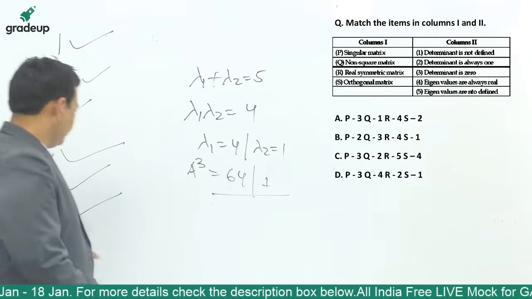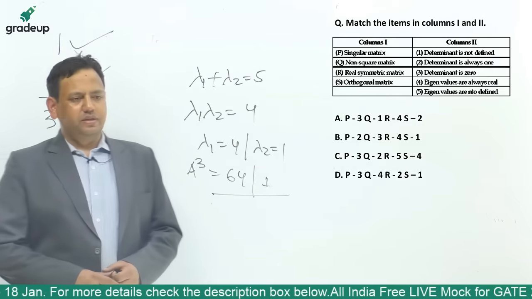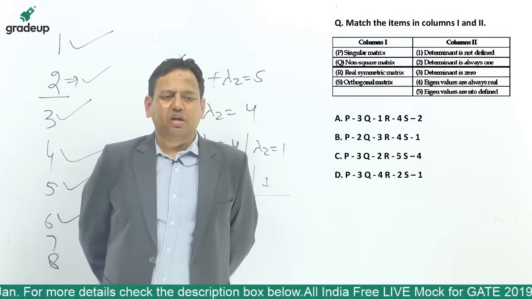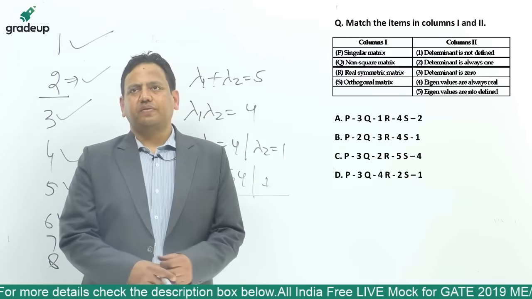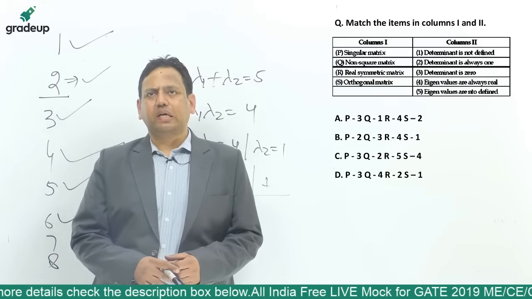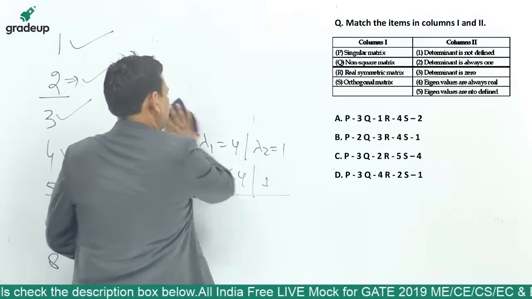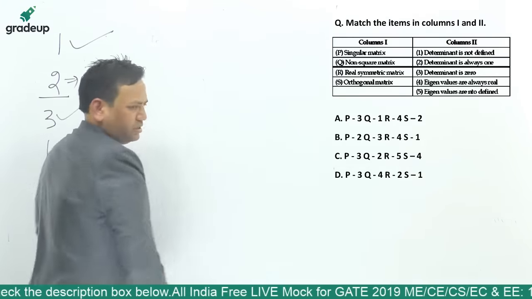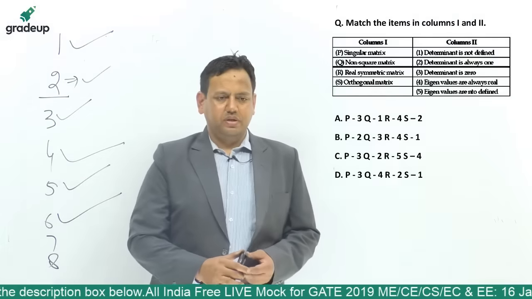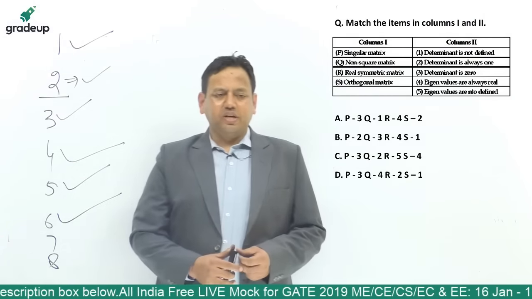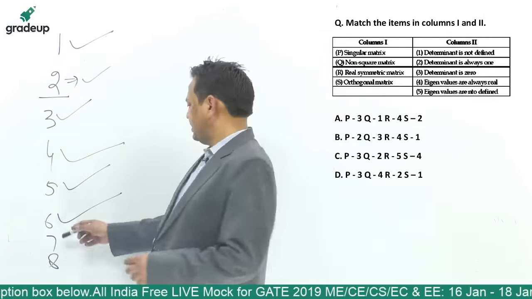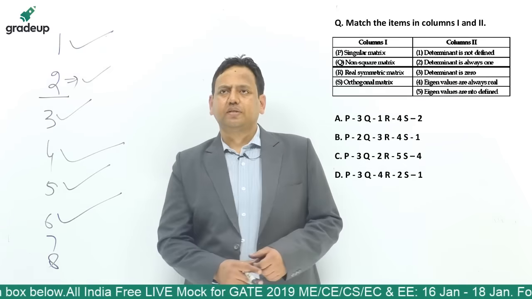Now this is the question number 7. I am doing it. Match the items in column 1 and the second. Very good, very good. Most of the people have done correctly. So just match the columns and give me the answer. This is the question number 7. Just write down 7 and give me the answer.